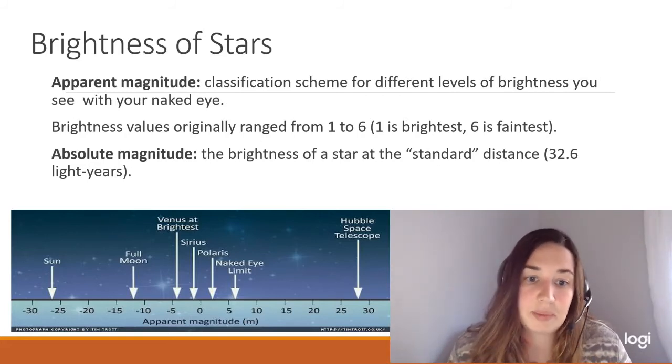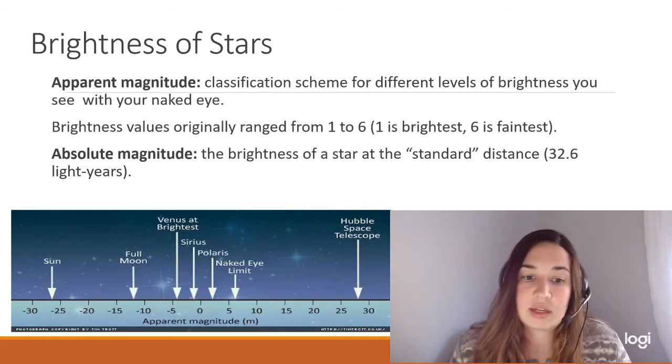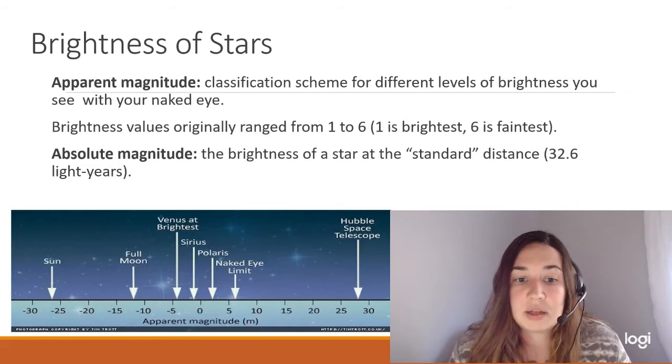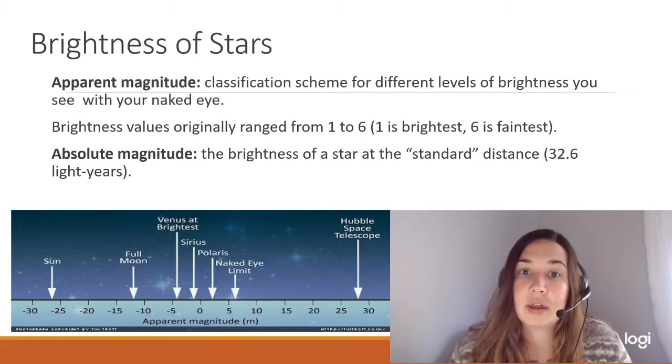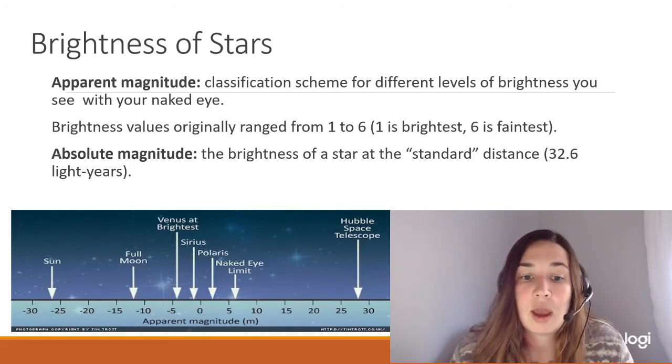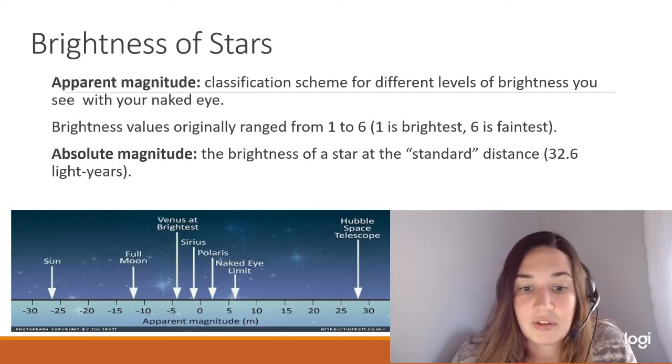Obviously, the sun is the brightest. You can see the full moon falls here around negative 12 or so. Venus at its brightest is very bright, even brighter than Polaris or the North Star, and that runs at probably around negative 4 or so.